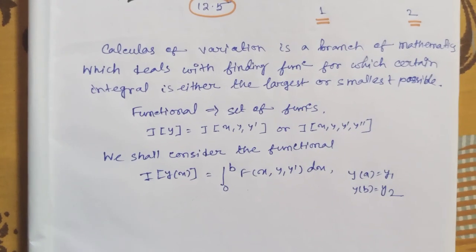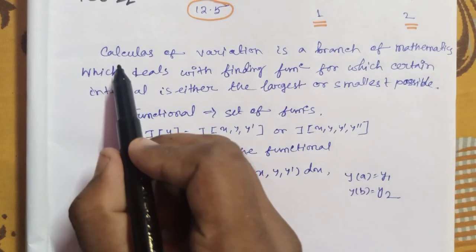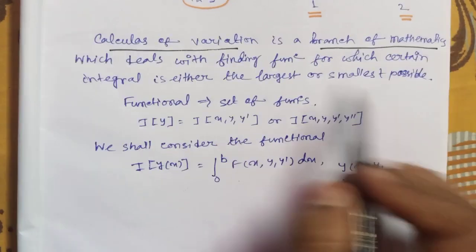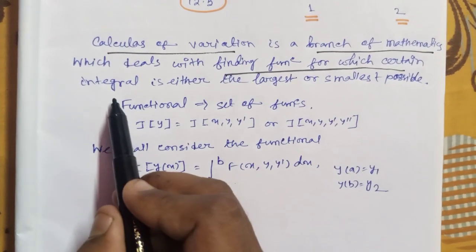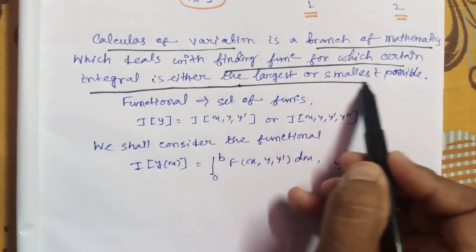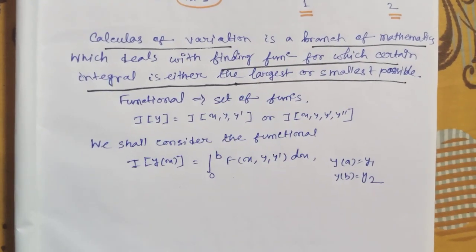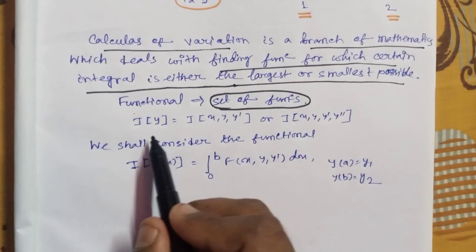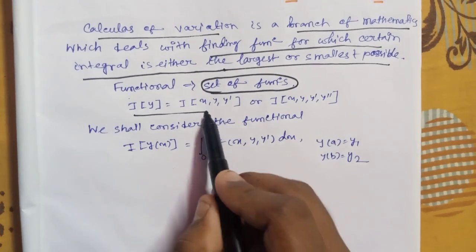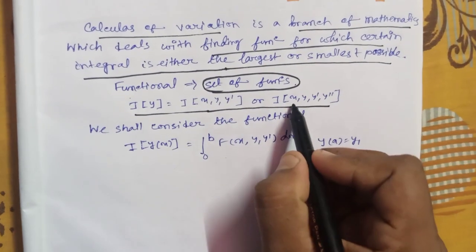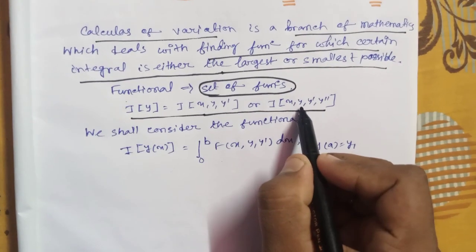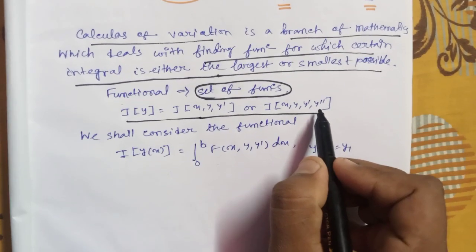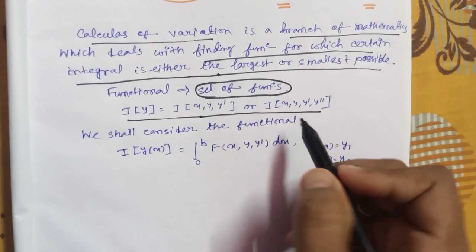Now, what is COV? Calculus of variation is a branch of mathematics in which we deal with finding the function for which a certain integral is either the largest or smallest possible. Now, what is a functional? A functional is basically a set of functions. It is denoted as J[y]. x is the independent variable, y is the dependent variable of x, y dash means the first order derivative of y, y double dash means the second order derivative of y, and so on.